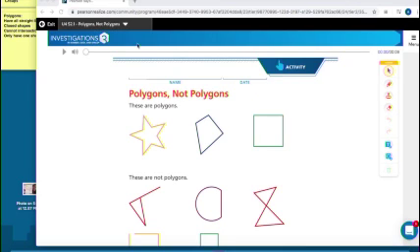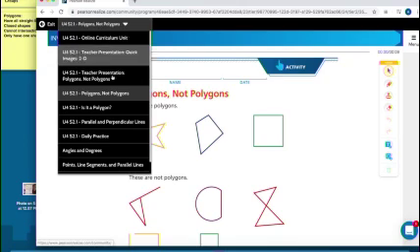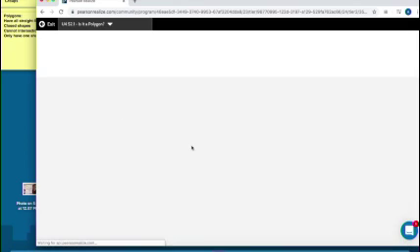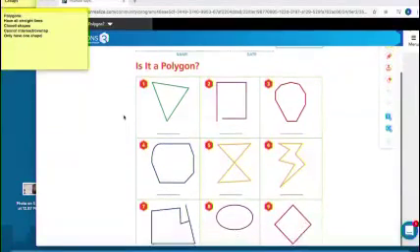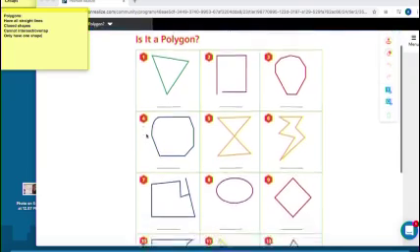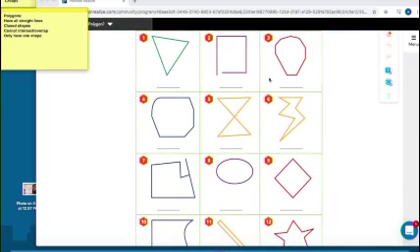Our job today is going to be to decide if the shapes are polygons or not polygons. Remember the list of things that we came up with to decide if a shape is a polygon or not a polygon. So you're going to look at these shapes and decide, is this a polygon? Does it meet our requirements? Or is it not a polygon? If it's not, you can also add in some reasons why you think it's not a polygon.